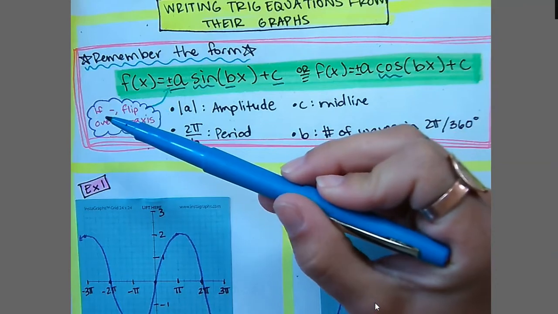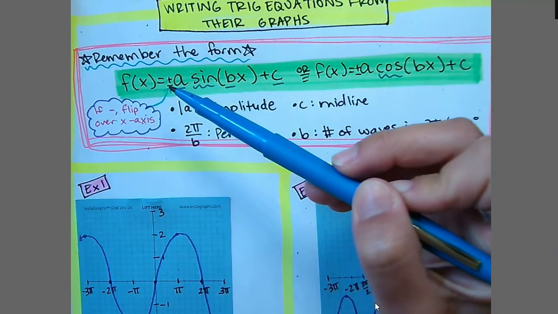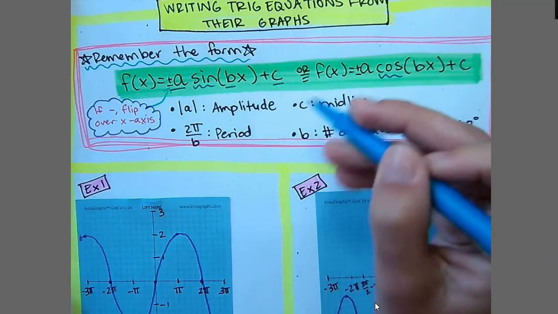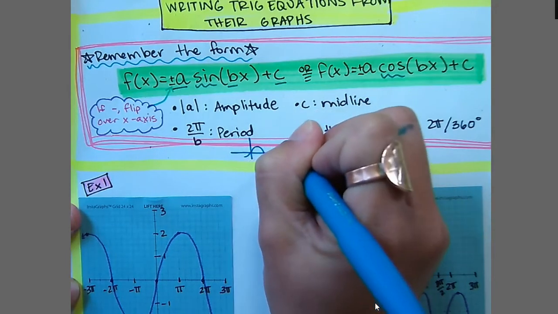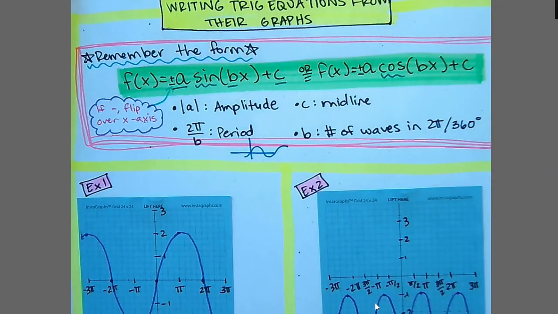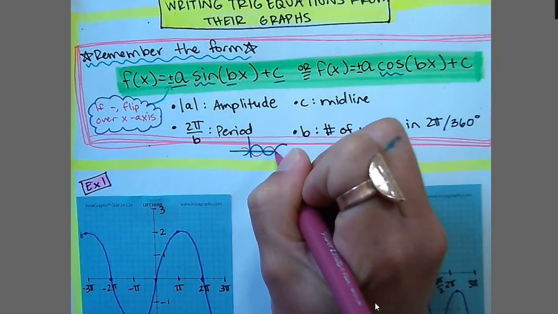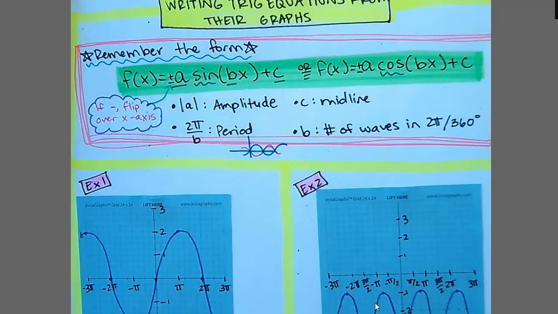And then there's this other little thing here that if this is a negative a, it's going to be flipped over the x-axis. So remember, regular sine looks like this. If it's negative sine, then it's going to look like this. Okay, so today it's just that it could be flipped over, and that would be a negative. Same with negative cosine, it would just be flipped over at the bottom. So let's go ahead and do some examples.